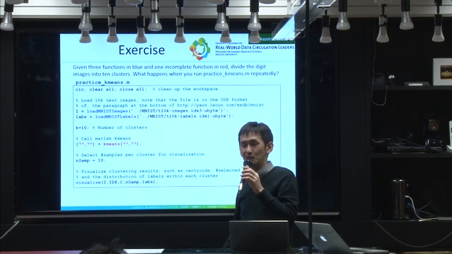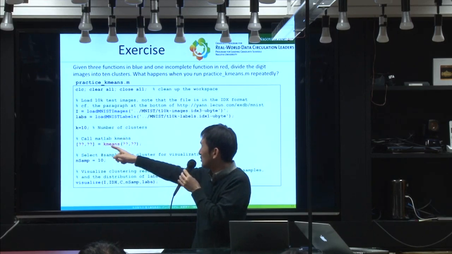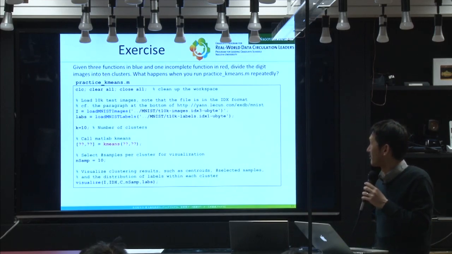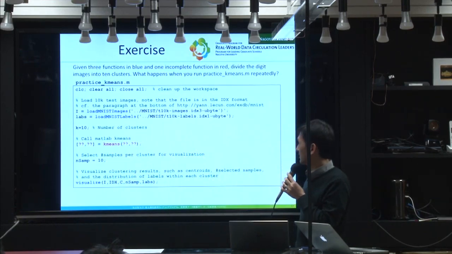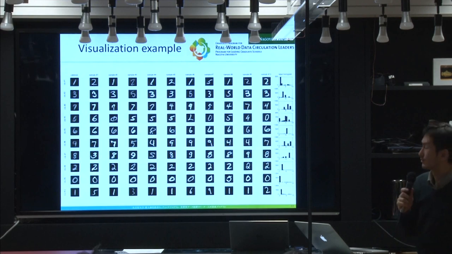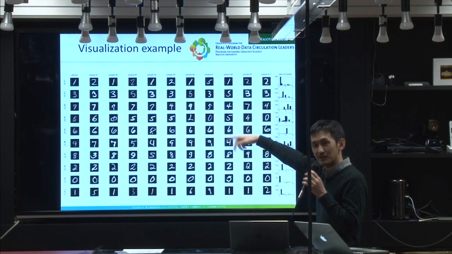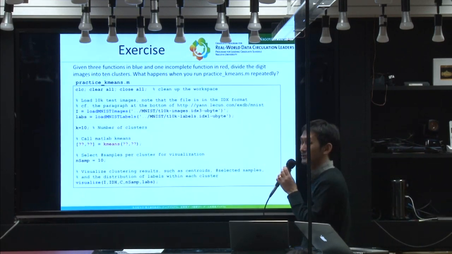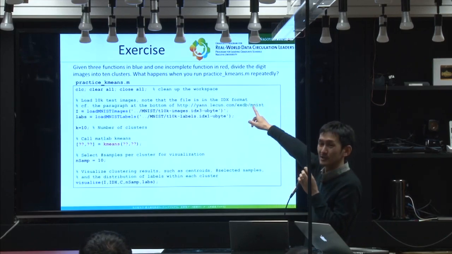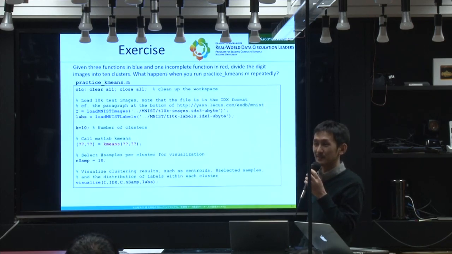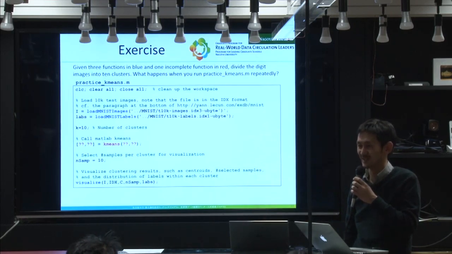Again, you need to see the reference manual on the website. So search kmeans. This bottom part means visualization. After getting the result like this, please confirm what happened when you run practice_kmeans.m repeatedly. Run again. So what happened?